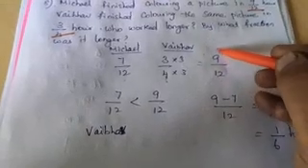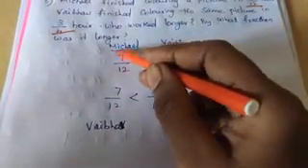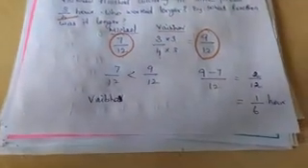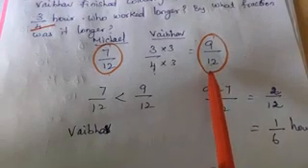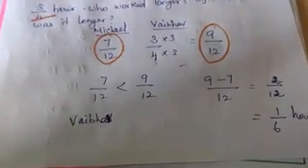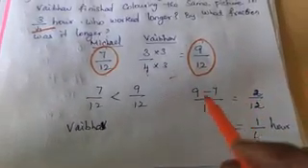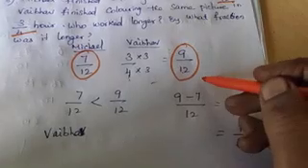Now Vaibhav's fraction is equivalent to 9 by 12. Michael's fraction is equivalent to 7 by 12. From here itself you can identify who had done the larger work. Yes, exactly, Vaibhav has done larger work. Right? Vaibhav is greater. Longer work, longer time he worked. Vaibhav has worked a longer time.